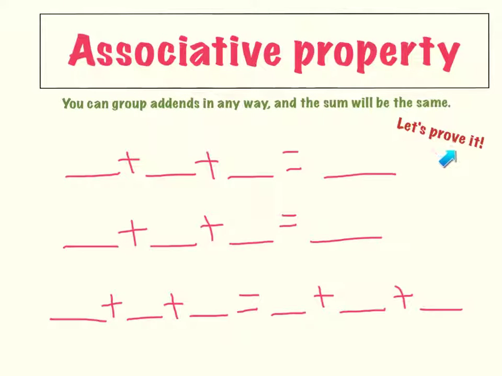All right, let's prove it. Okay, so for the associative property, we're going to be using numbers and parentheses. Let's pick some numbers. How about 5 and 3 and 1? Now, I'm going to use parentheses to show which of these three add-ins I'm going to add first. So I'm going to put a parenthesis right there and right there.